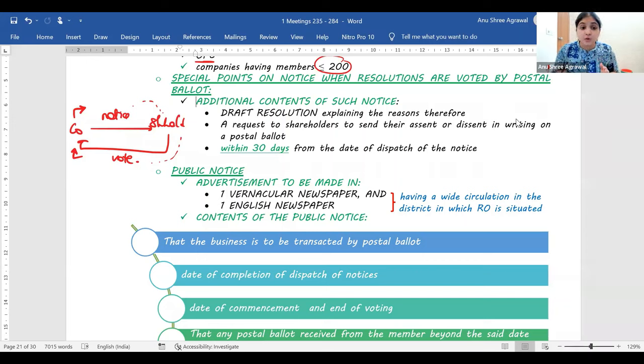Yes, the shareholders have to send their vote in such a way that their vote reaches the company within 30 days from the date on which the company sent the notice. We don't care when the shareholder received the notice. We don't care when the shareholder is sending the vote. The vote should reach the company within 30 days from the date on which the company sent the notice. This has to be written in the notice.